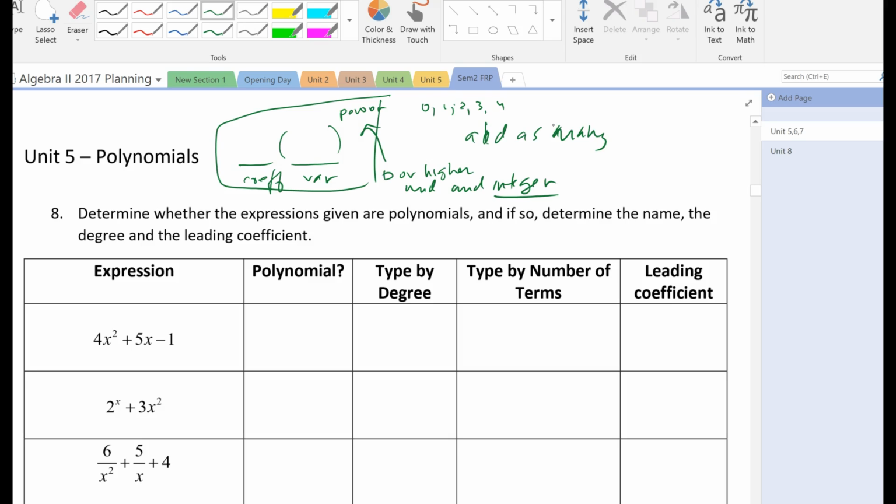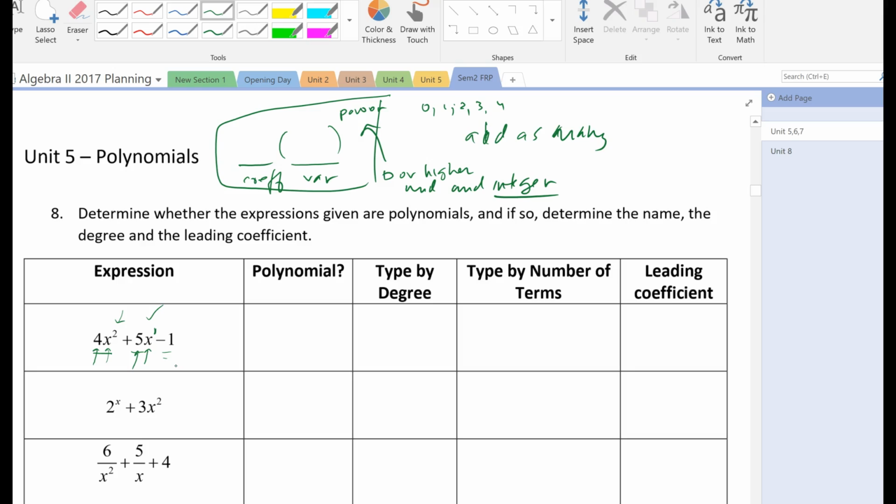So let's take a look at this first one here in 8. We can take a look at each term and evaluate them. Does 4x squared look like that form? Yeah, it has a coefficient of 4, a variable of x, and a power that is 0 or greater and an integer. What about this one? Yep, 5 is a coefficient, x is a variable. Here, you have to remember that when there's no power written, there's an implied 1, so that's okay. Just because it's not written as a 1 doesn't make it not a polynomial. And the same thing here.